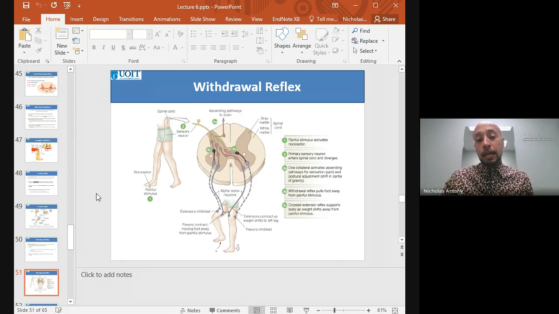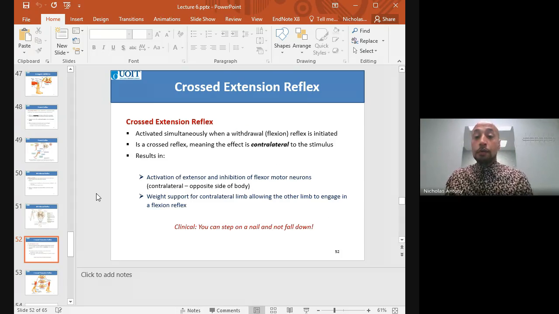Now, when you get a painful stimulus or a withdrawal reflex in one of the lower limbs, you get a reflexive crossed extension reflex. So if you step on a nail and you automatically withdraw your foot from that pain, you have to put your weight on the opposite foot or else you would just fall onto the painful stimulus. Let's say you're walking and you step on a burning coal. You withdraw the foot that you stepped on, but if you didn't put the weight on the other foot, you would fall back onto the painful stimulus.